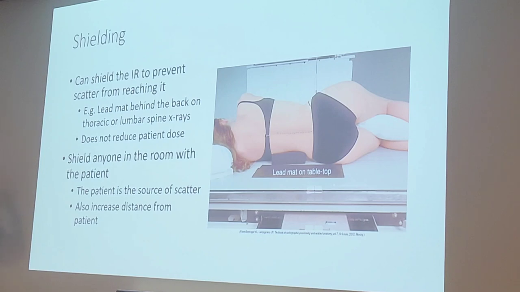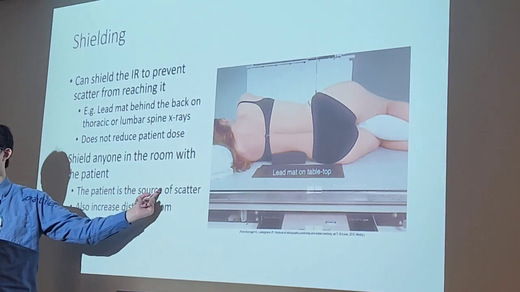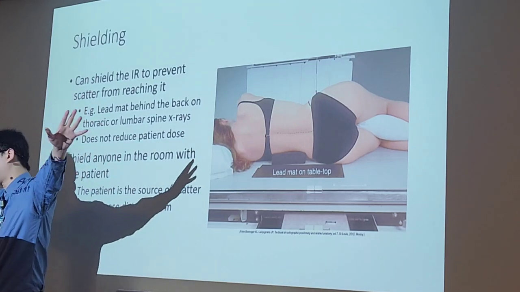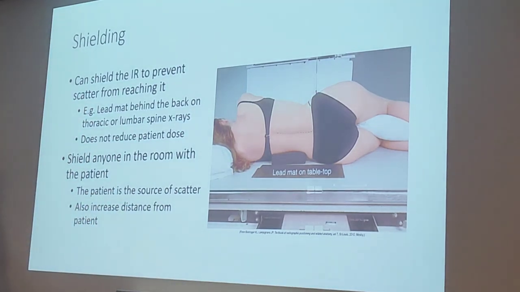Also, as far as shielding goes, make sure you do shield anyone in the room with the patient. Why? Because the patient is our source of scatter. This patient is causing scatter radiation to come out. So if there's someone near the patient, like helping to hold or support the patient, make sure that person has lead on. At minimum, a lead apron. If you're fancy, you can even give them a thyroid shield. But make sure that person in the room with the patient is shielded.